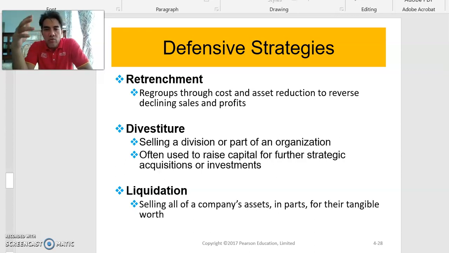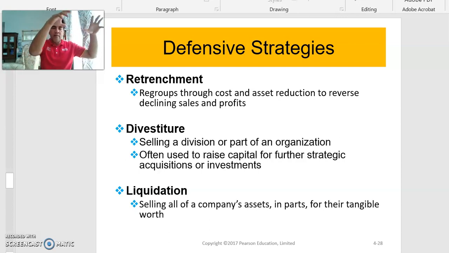They will try to minimize the number of employees. They will start to lay off employees first. That is part of the retrenchment. Or sometimes they do re-engineering. They try to change the flow of the processes, combining the stages of the activities in order to produce the goods and services. That is part of the retrenchment.